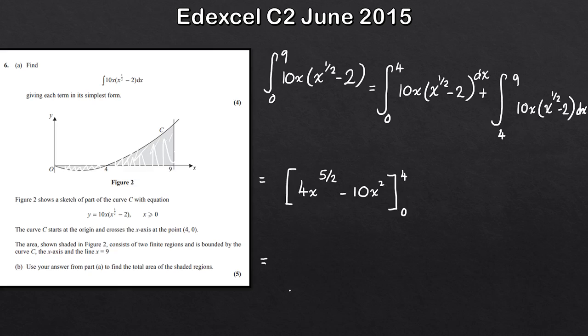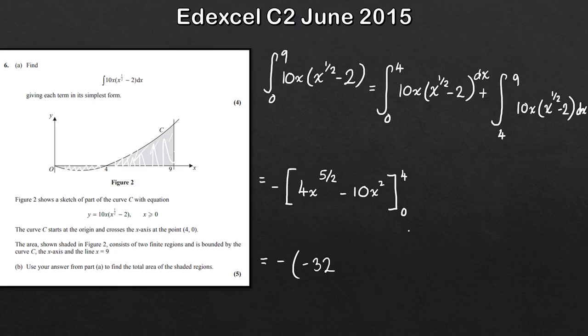And if we just substitute our limits in here, I won't go into massive amounts of detail. And remember, this area is going to be negative, so I'm going to take the negation here. I'm going to times it by minus 1. So we're going to get minus, well, if you substitute 4 in here, so that's 4 lots of 4 to the 5 over 2 minus 10 lots of 4 squared. And if you do that, what you should get there is minus 32.